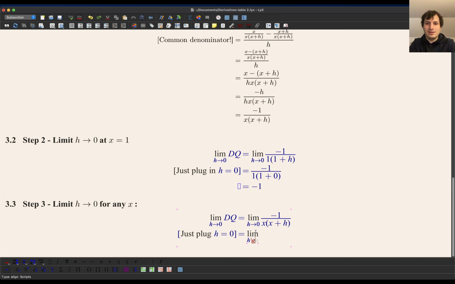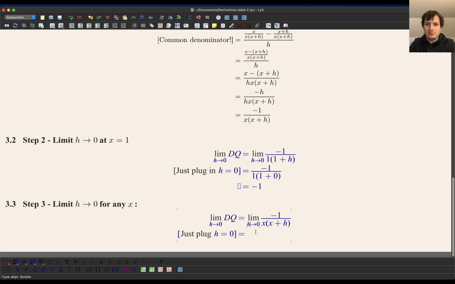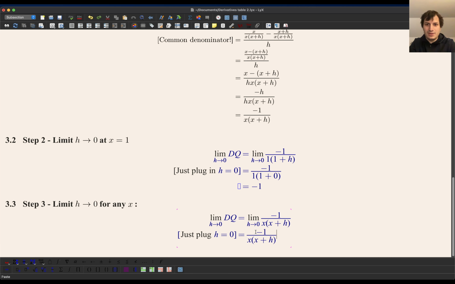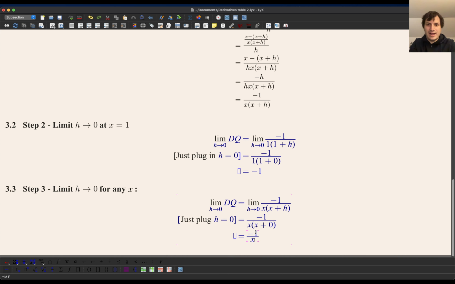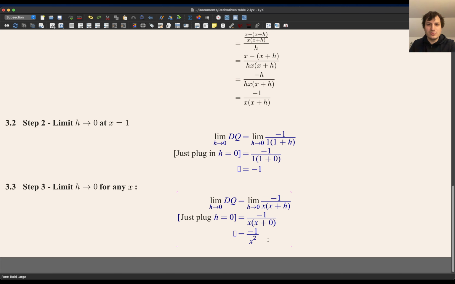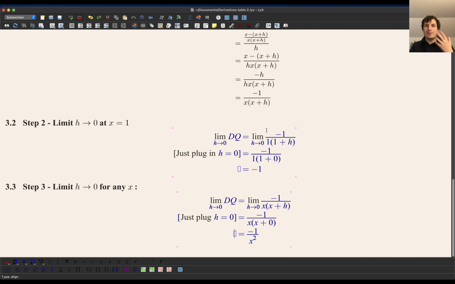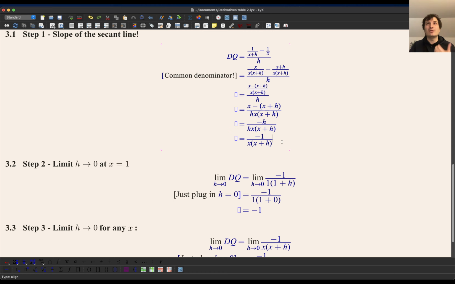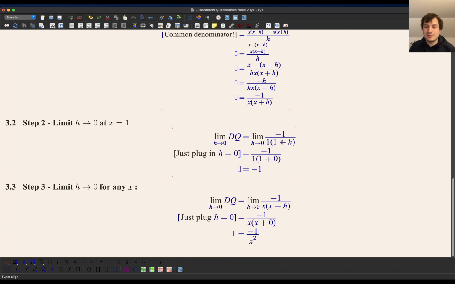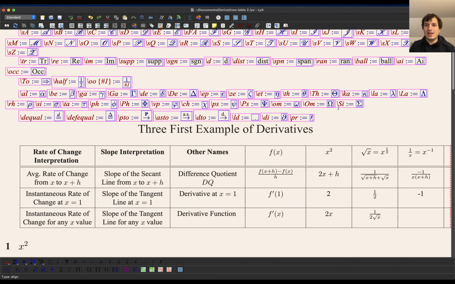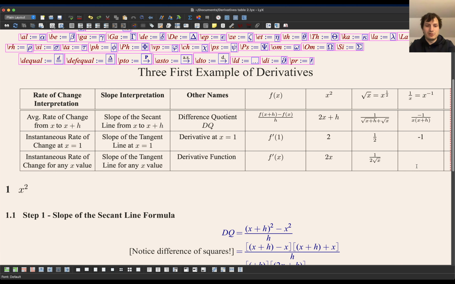Let me copy this whole thing out. Every time you see an h, you replace it with a 0. Minus 1 over x times x plus 0, also known as minus 1 over x squared. Minus 1 over x squared. So that is the formula you get by taking the difference quotient and doing the limit. That's the same as plugging in h equals 0 here. And you get this nice formula.